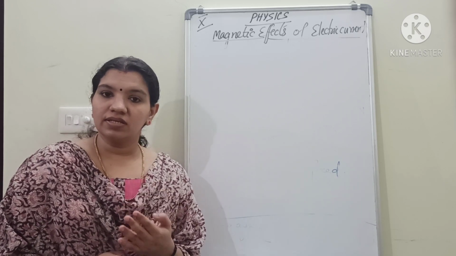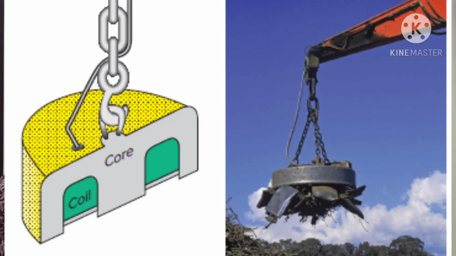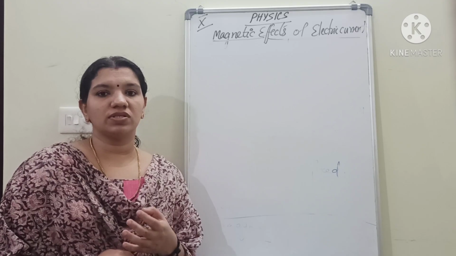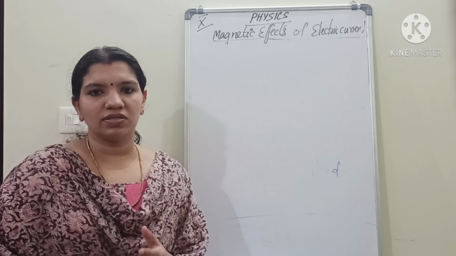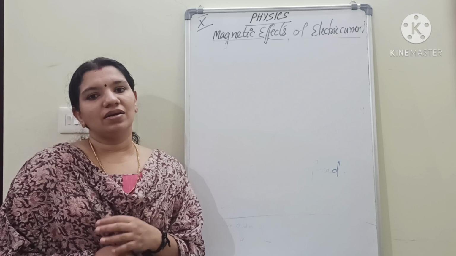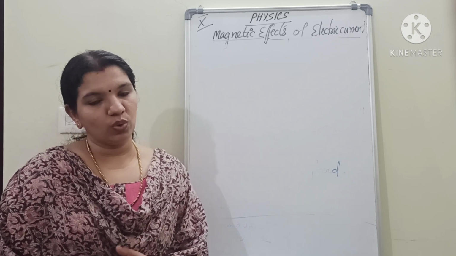Then next, it is used in cranes. Electromagnets are also used in cranes. So many applications are there, and you know the uses of permanent magnets, because there are so many applications: microphones, speakers, wherever you are seeing a magnet. It has various purposes, you know that.